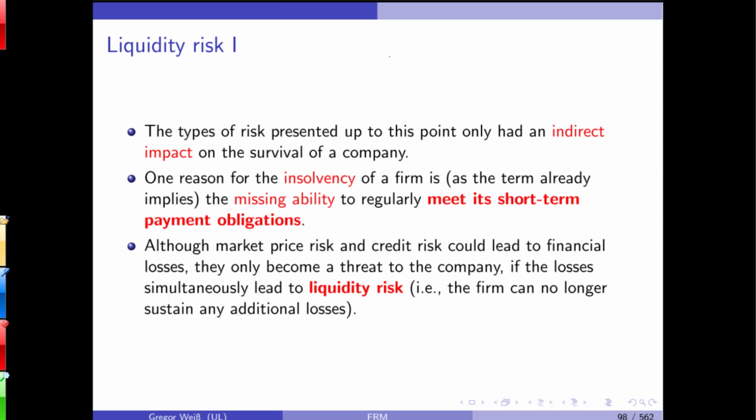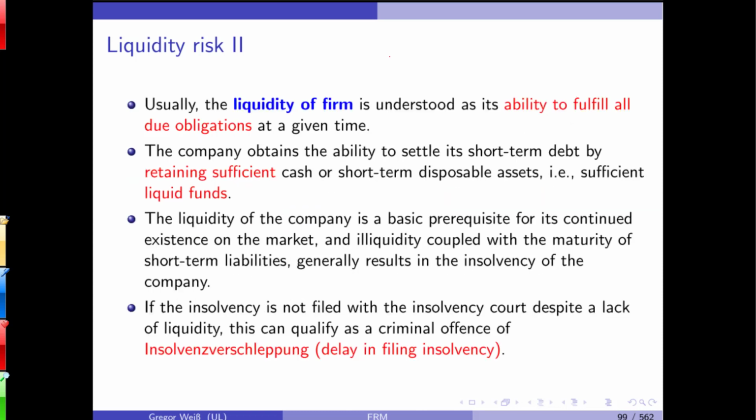that can be liquidated. So you have liquidity of an asset on the one hand and the liquidity of a company on the other hand. For a company, it simply means the availability of liquid assets, cash, cash equivalents, assets that can be liquidated. And liquidity risk is the risk that you run out of liquidity, that you have a mismatch between your available liquidity and your short-term obligations. Okay. So liquidity of a firm is understood as its ability to fulfill all due obligations.